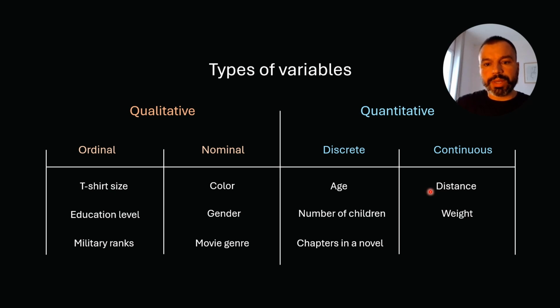Same for weight and temperature. These are continuous variables. And again, the main difference between discrete and continuous variables is that discrete can only take a finite number of values, whereas a continuous variable can take an infinite number of values.